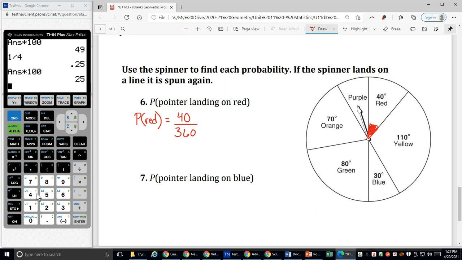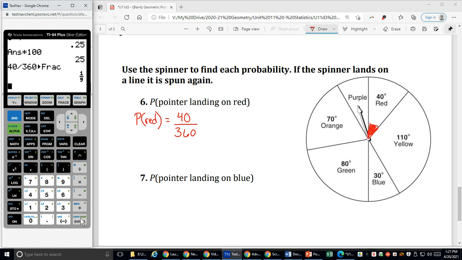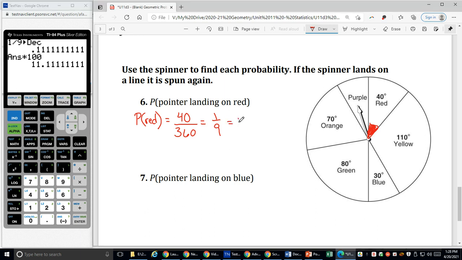Okay, all right, so let's reduce this fraction. 40 divided by 360. Reduce that fraction for me, 1/9. And then as a decimal, times 100. Let's just try it. 1/9 as a decimal, and then times 100. And we get 11.1% for the probability that we land on red.